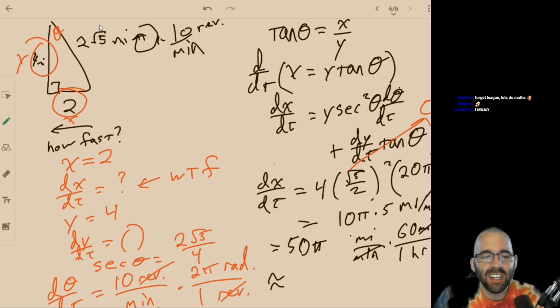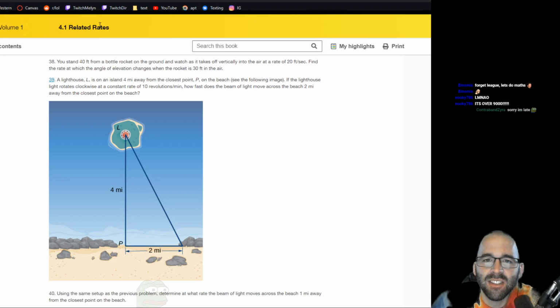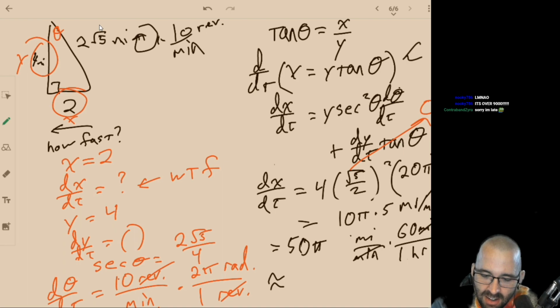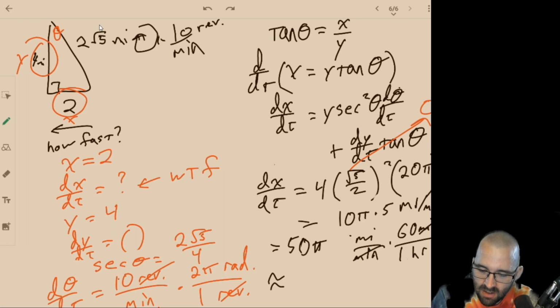First off, 10 revolutions a minute is already fast. Is that what the original problem said? Yeah, 10 revolutions per minute. And 4 and 2. That part's right too. Our equation is right. Tangent of theta is x over y. Good. Taking d dt, we get dx dt equals y secant squared d theta dt. That's right. Plus dy dt tangent of theta. dy dt is going to be 0, so that term zeroes out. Y is definitely 4.